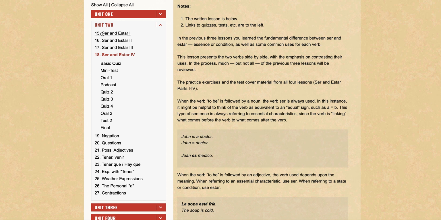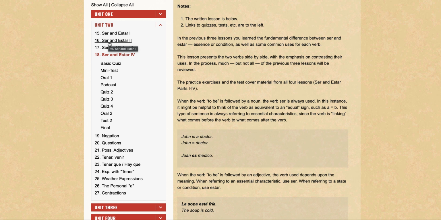In lesson 15 we learned about the different forms of ser and different forms of estar. If you want to take a look, please go back in the grammar playlist, and you should be able to find it. Section 16 was talking only on the ser form, the different scenarios where ser can be used. Section 17 was talking about the estar form and the different scenarios where estar could be used.